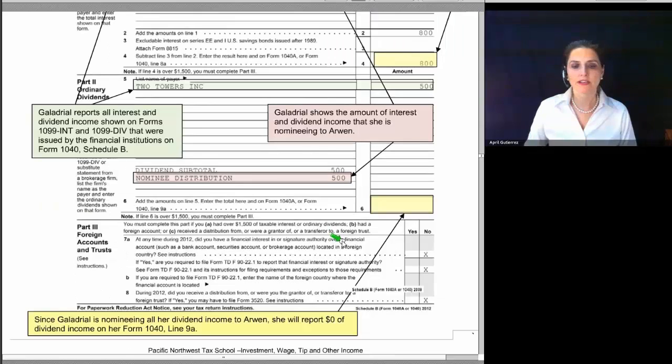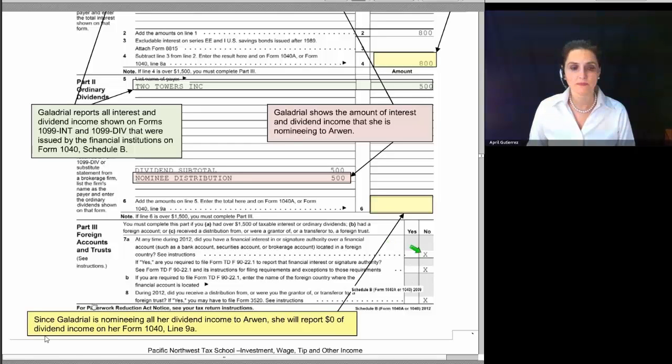Now I did want to point out there's a couple of extra things going on at the bottom of Schedule B. These are mandatory questions that have to be answered for all filers, and they have to do with foreign accounts and trusts. And in just a minute we're going to move on to a discussion of foreign accounts and trusts because they've become a focal point of the IRS. In Galadriel's case, the answer is she does not have any foreign accounts or trusts, so we've checked no.